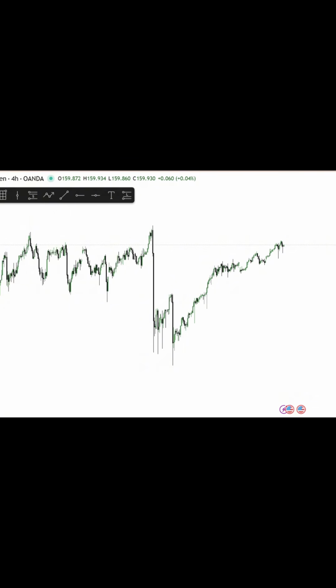So I wouldn't touch that one for any positions because you can easily get wicked out by these big wicks or get caught on the wrong side when it begins to dump.